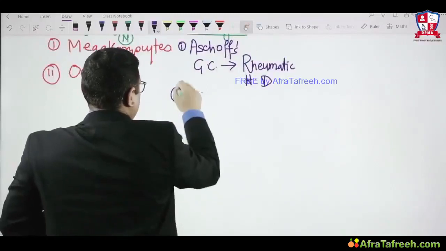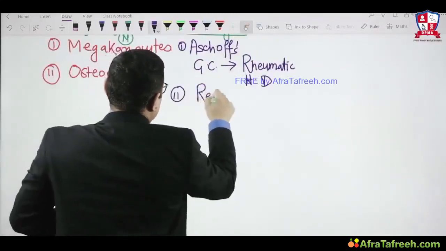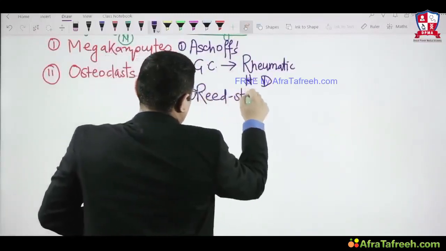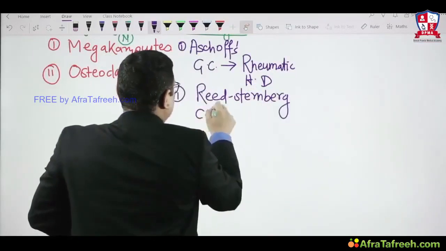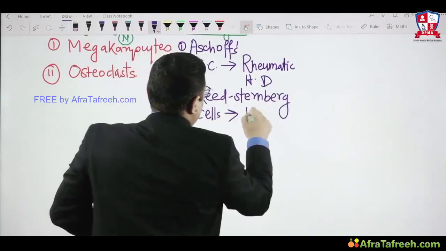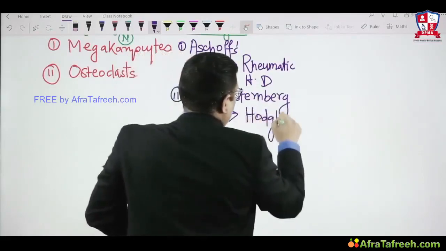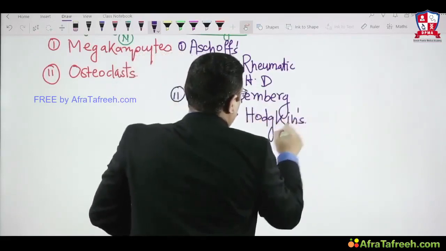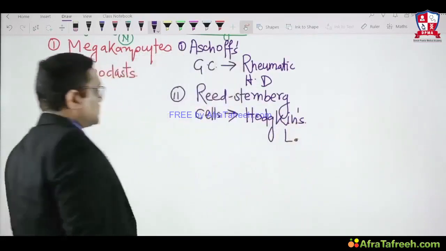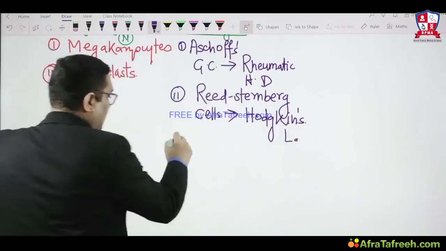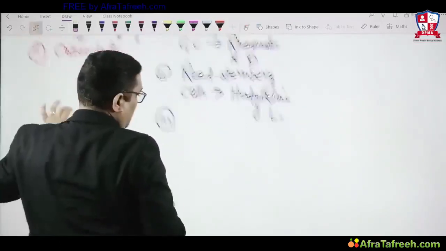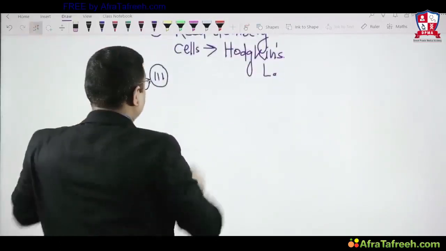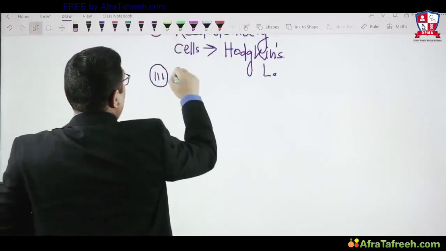Another pathological giant cell is the Reed-Sternberg cell. Reed-Sternberg cells are seen in Hodgkin's lymphoma, right? So this is the second type of giant cell. The third type of pathologic giant cell which I wanted to discuss here is the Touton giant cell.